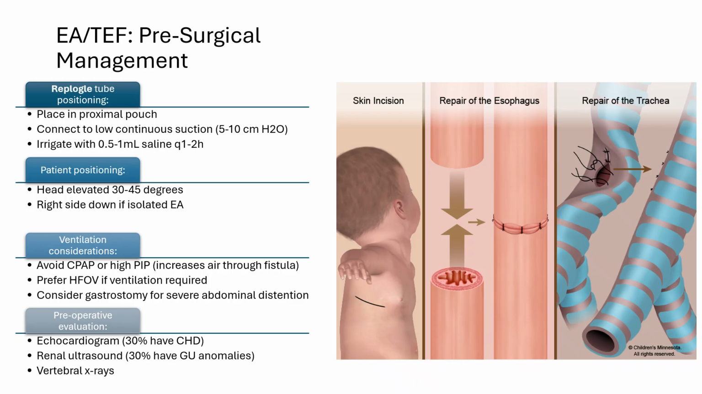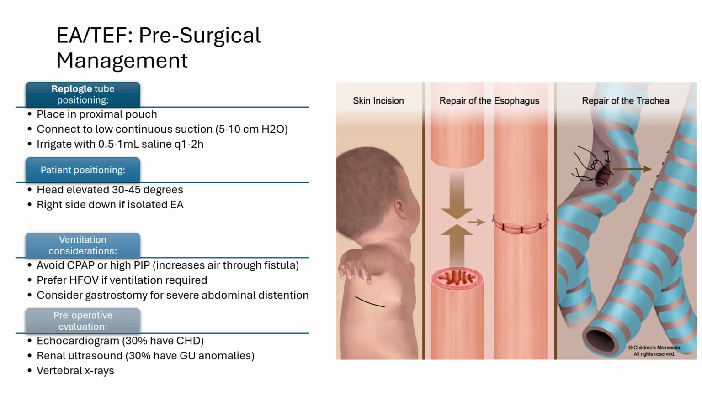The preoperative evaluation can't wait for convenience. Get an echocardiogram immediately. 30% of these infants have congenital heart disease that could influence your surgical approach. Renal ultrasound and vertebral X-rays complete the VACTERL screening, but cardiac evaluation takes priority because it directly impacts anesthetic management. Understanding this pre-surgical phase prevents the complications that can derail an otherwise successful repair.